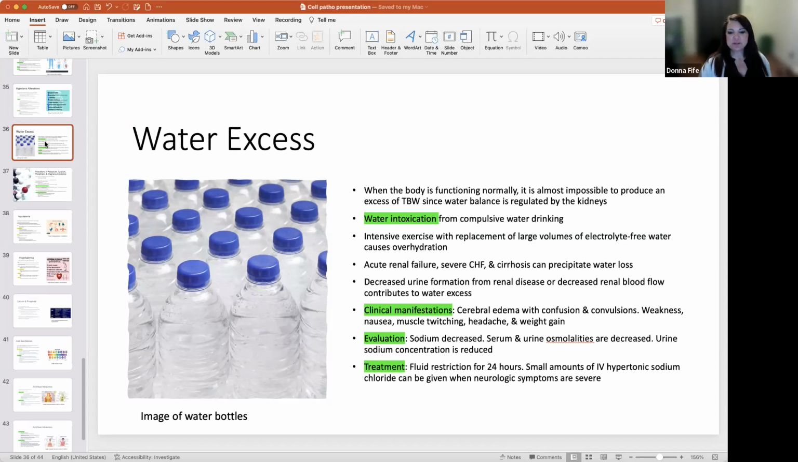Clinical manifestations, the patient might have some cerebral edema, which can cause confusion and convulsions. The patient may have weakness, nausea, muscle twitching, headache, and weight gain. To evaluate this, we're going to check the blood, the serum sodium decreased, serum and urine osmolality is decreased, and the urine sodium concentration is reduced. Treatment, restrict fluids for 24 hours, may give small amounts of an IV hypertonic sodium chloride. These can be given when there's neurological symptoms that are severe.